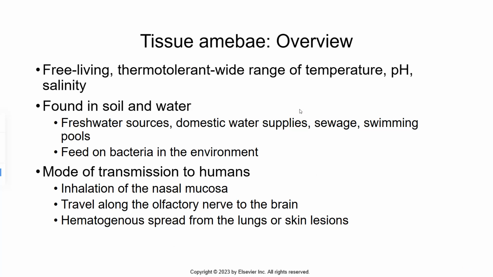And moving on to tissue amoeba. So tissue amoeba are free-living, thermotolerant, with a wide range of temperature, pH, and salinity, found in soil and water, freshwater sources, domestic water supply, sewage, swimming pools. They feed on bacteria in the environment. Mode of transmission to humans would be inhalation into the nasal mucosa, travel along the olfactory nerve to the brain, or hematogenous spread from the lungs or skin lesions.